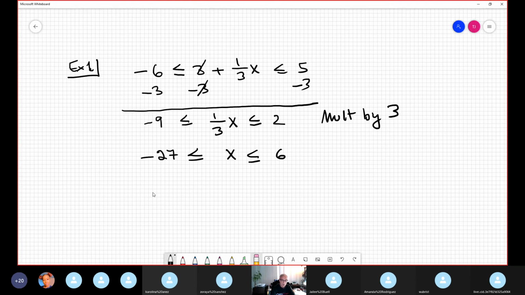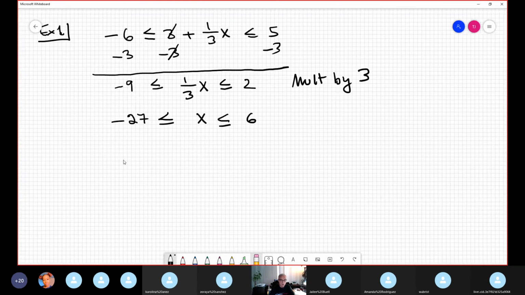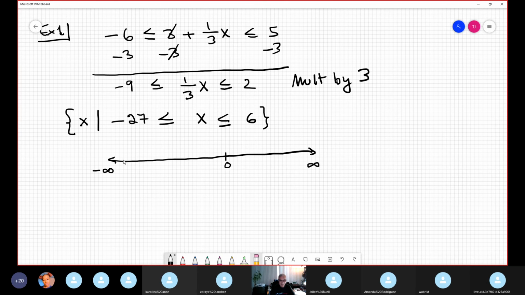Don't reverse. Okay, the set-builder notation is super easy. You include a curly bracket, you include the name of the variable, which is x, the symbol such that, and close the curly bracket. The graphic representation is easy. Using our imagination, this is the real number line. This is 0. Suppose this is -27, and this is +6. And this interval is this, between -27 and 6, including both endpoints. Bracket.